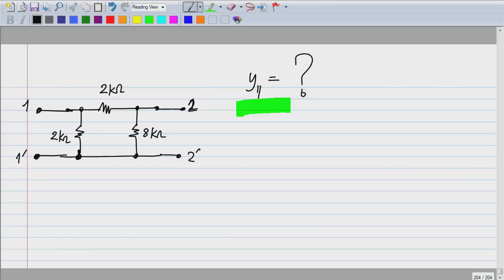Okay, so 1 milli mho, or usually I prefer to say Siemens for the unit of conductance. So this is 1 milli Siemens. How do we get this?